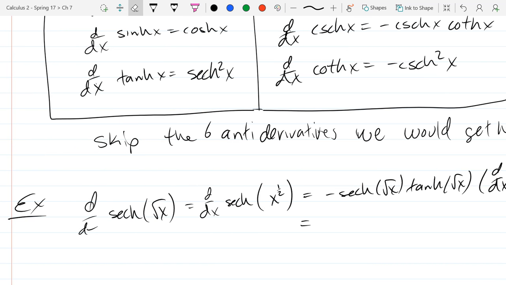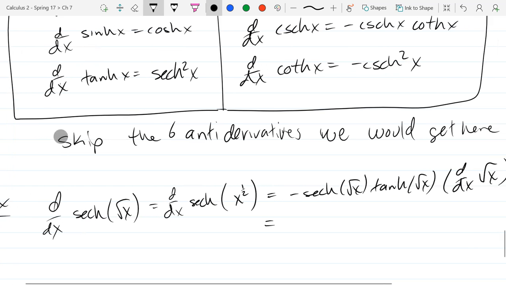Sorry, this is a d/dx. That variable needs to match everywhere.